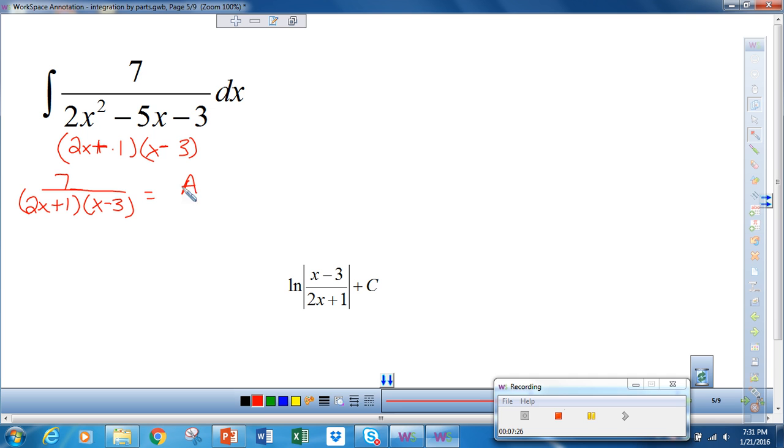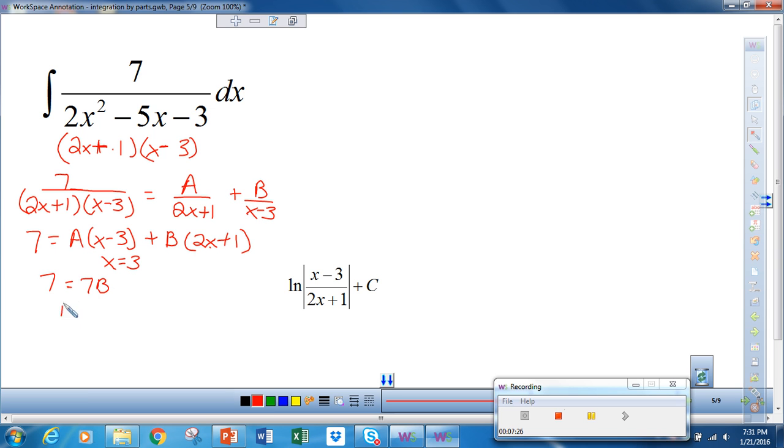And that's going to equal a over 2x plus 1 plus b over x minus 3. Okay, so now we multiply by the least common denominator. We get 7 is equal to a times x minus 3 plus b times 2x plus 1. To zero out the a, we're going to do x is equal to 3. So that gives me 7 is equal to 2 times 3 is 6 plus 1, 7b. So b is equal to 1.